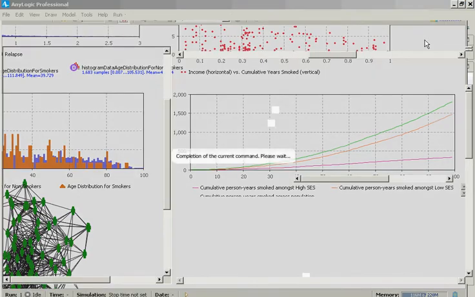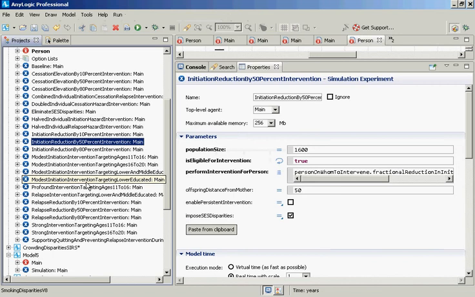So it's a great question. We have models where SES is dynamic and some where it's static. In this particular case, there's a very simple assumption that it's static.